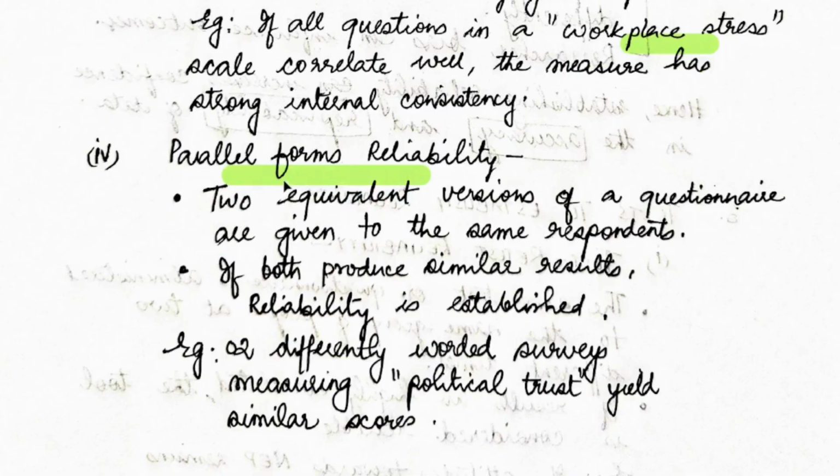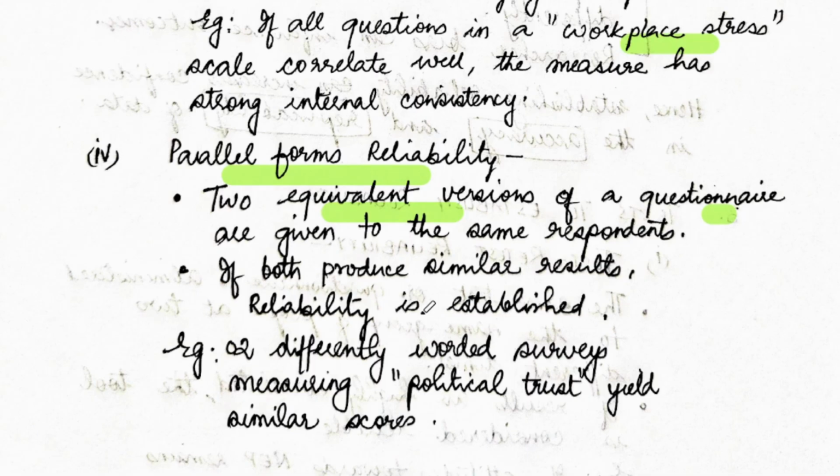And last, we come to parallel forms reliability. What it is? 2 equivalent versions of a questionnaire are given to the same respondents. 2 equivalent versions. What does it mean? It means that the questionnaire is similar, just little bit wording is changed.